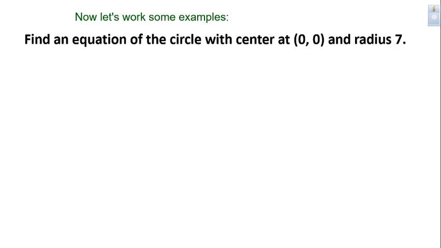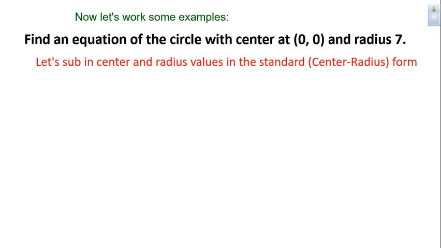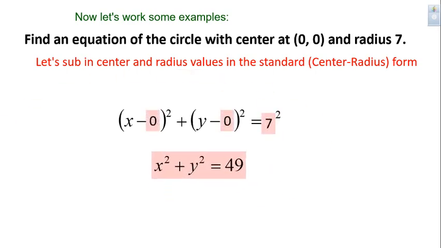Now, since the center is 0, 0, we'll write our standard form of an equation, which is x minus h squared plus y minus k squared equal to r squared. The center is 0, 0, so I'm going to replace all my h's with 0 and my k with 0, and the radius is 7, so I'm going to replace r with 7, and then simplify. X minus 0 squared is just x squared, and y minus 0 squared is just y squared, and 7 squared is 49, and there we have it.